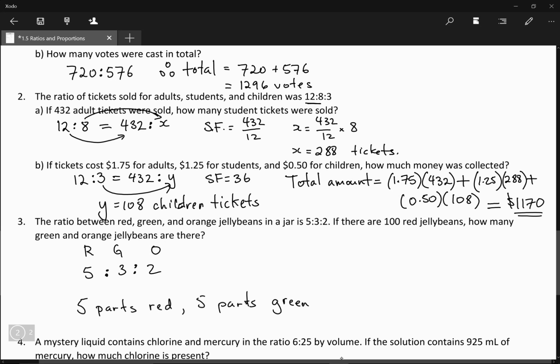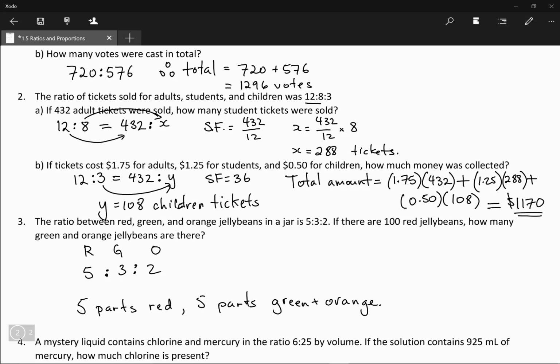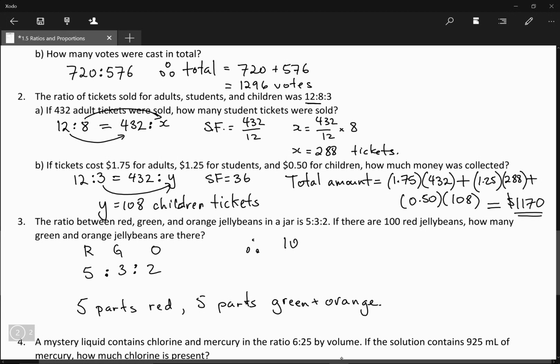green plus orange. So I'm not going to separate them to green and orange, so 3 and 2. I'm just going to combine them and say 5 parts green and orange. So they're equal parts red, equal parts green and orange. So therefore, if you have 100 red jelly beans, then you must have 100 green plus orange.